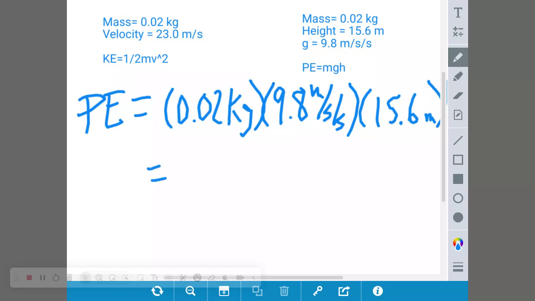And if I do that math, here's what I get. 0.02 times 9.8 times 15.6. 3.06 joules. Okay? So that's less energy at its maximum height than it had at its maximum velocity.